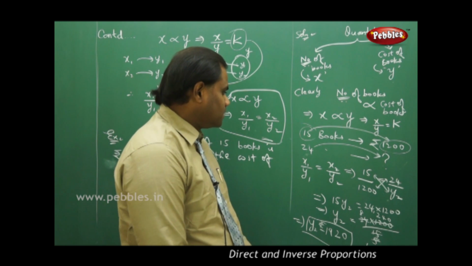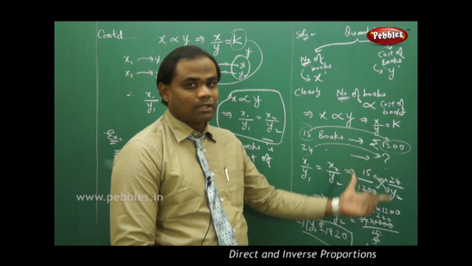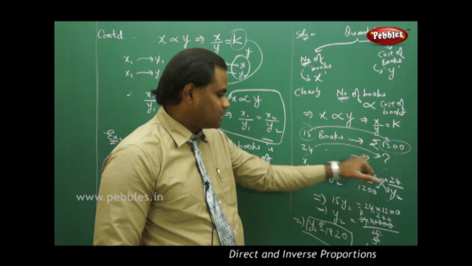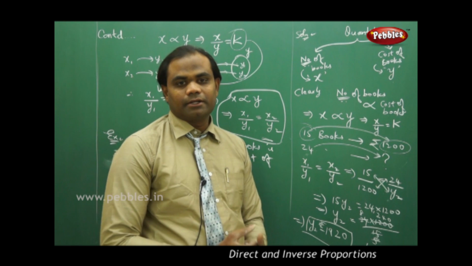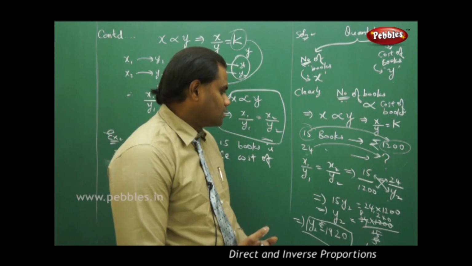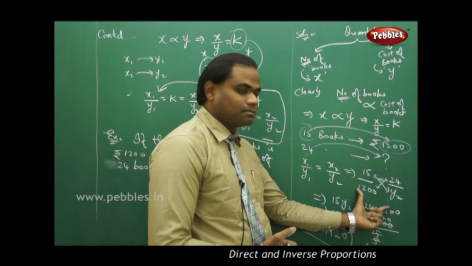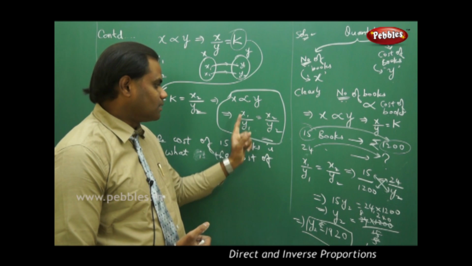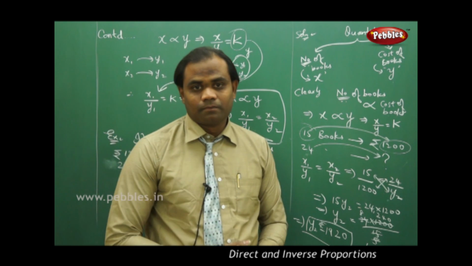Therefore, the question being what is the cost of 24 books, my answer is: the cost of 24 books is rupees 1920, which I obtained by using the direct proportion concept, the formula we have derived for direct proportion, x1 by y1 equal to x2 by y2.